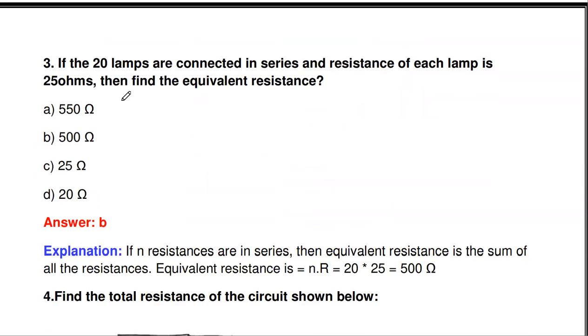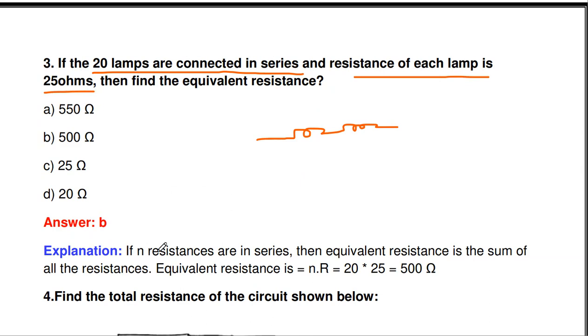Then the next question: if 20 lamps are connected in series and the resistance of each lamp is 25 ohms, then find the equivalent resistance. Here the 20 lamps are connected in series. Each lamp has an internal resistance of 25 ohms. So what is the equivalent resistance?